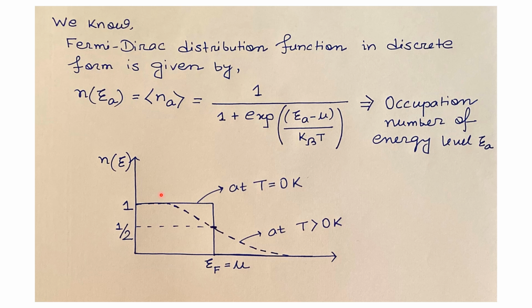So, this function will have value 1 less than the energy EF equals to mu, and at T greater than 0 Kelvin it will be a decreasing function like this, and at mu it will have 50% occupation probability, that is it will have a value half.